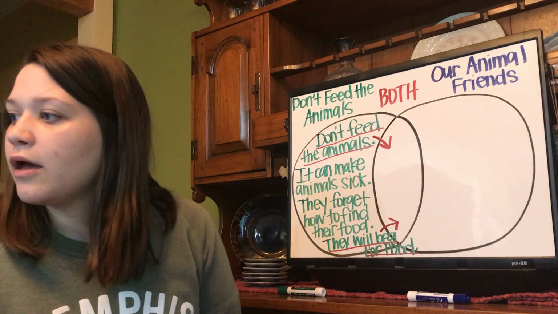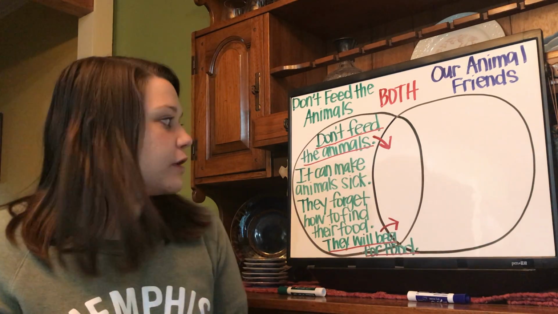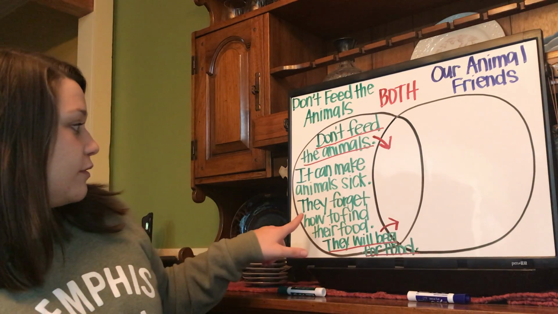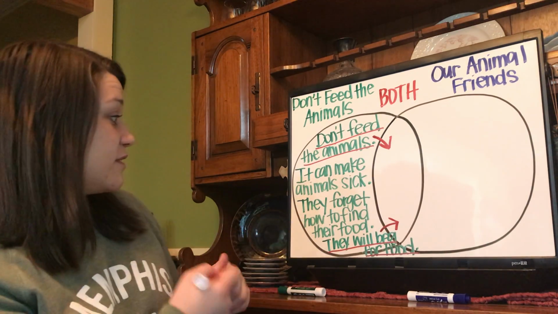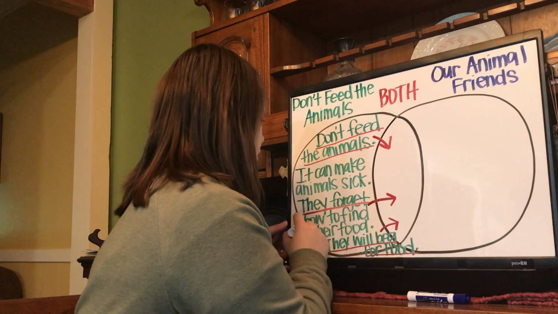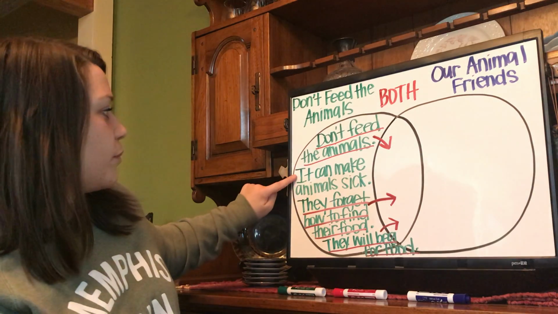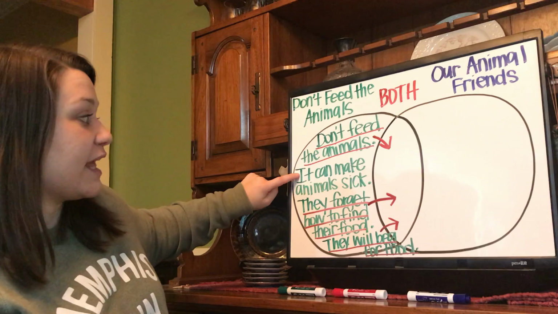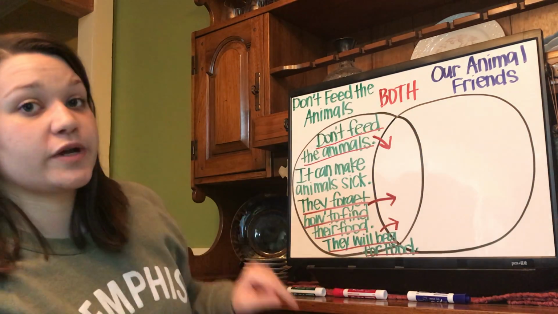Okay. It keeps them from finding their own food. That sounds familiar too. It says if we keep feeding the animals, then they forget how to find their own food. It keeps them from finding their own food. That's basically the same thing. So this also needs to go into the middle. So far, the only point that was in just the story Don't Feed the Animals was it can make animals sick if you feed them. All of our other points were in both stories.